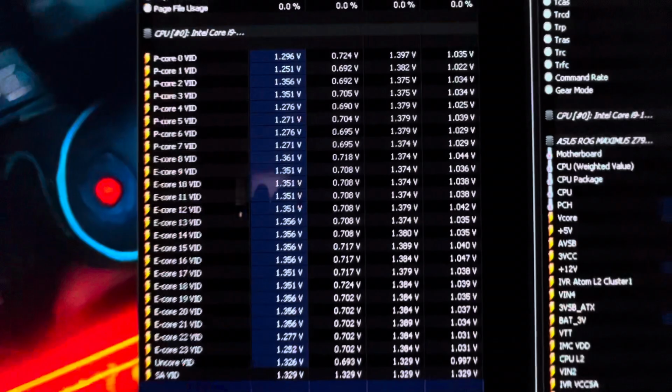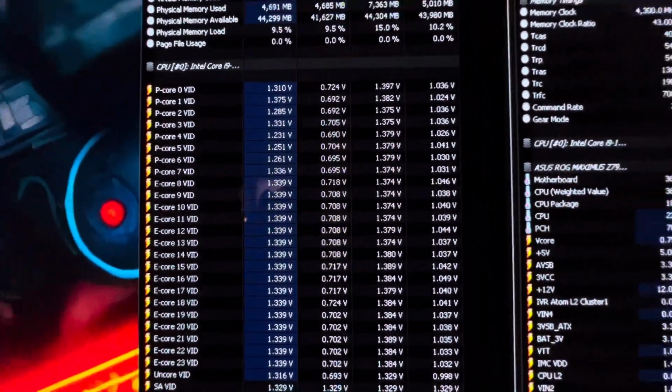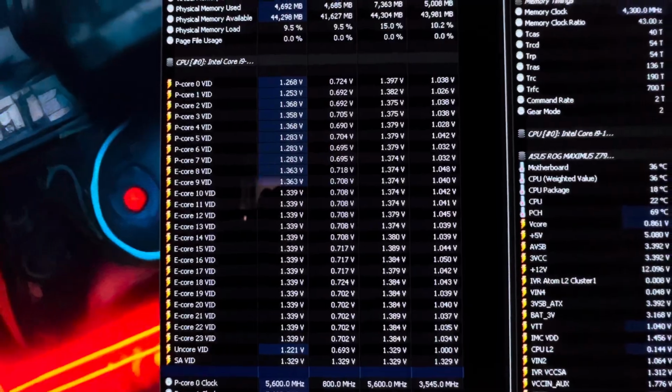I just wanted to share how this 13900KS does just run stock. It is a really well-performing CPU.